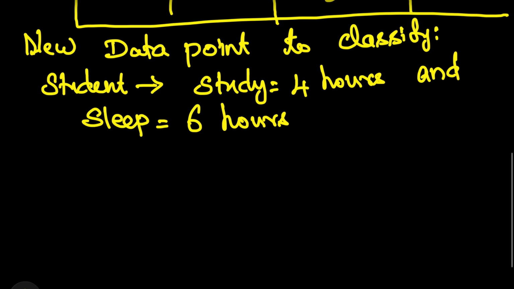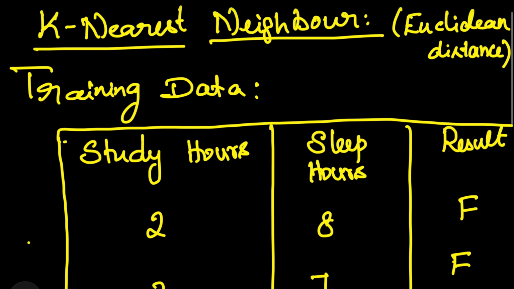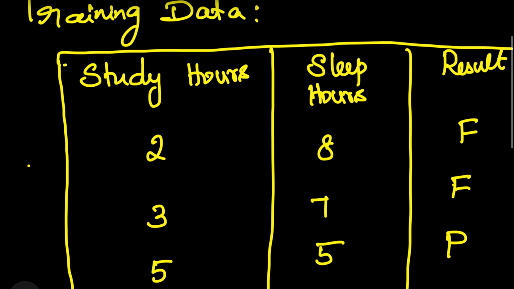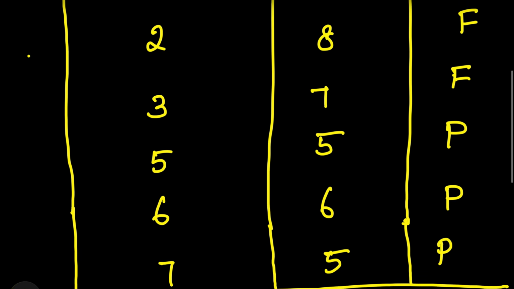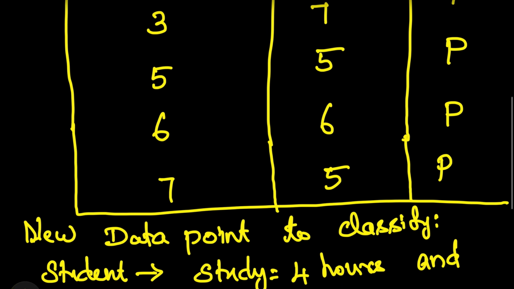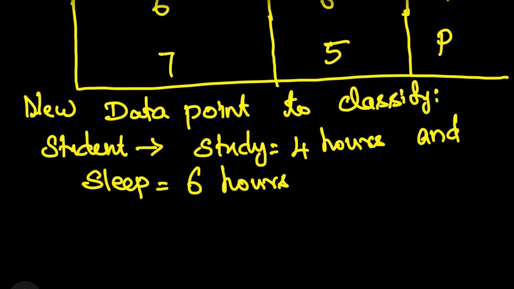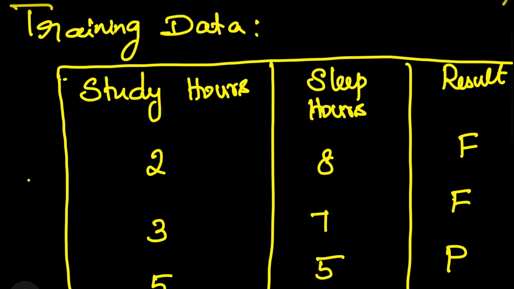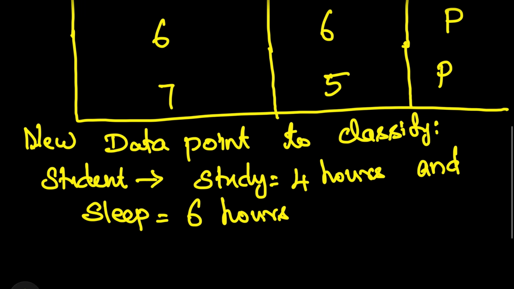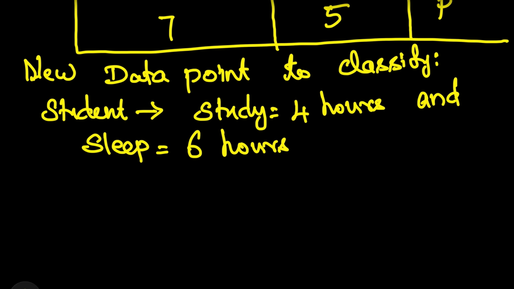For example, here we have the training data with 2 different features, study hours and sleep hours, and the class label is the result. Totally we have 5 samples in the training data set. Now the new data point which needs to be classified is a student with study hours equal to 4 hours and sleep hours equal to 6. Now we have to say whether the student will get a pass mark or a fail mark. What is the result of the student? That should be classified, right? For this, the first step is to find the k nearest neighbor.